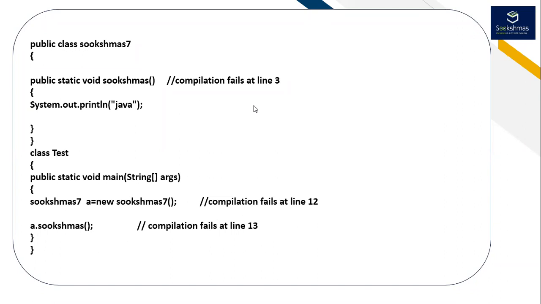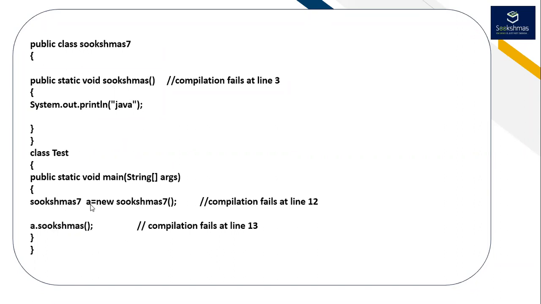No error, guys. And this could work fine, right? No error here. Yes, sir. Why? Because this is the static method present in the class called Sukshma7, so we can call it directly. We can also call it with the help of the class name, Sukshma7.Sukshma. Yes, you can call it.